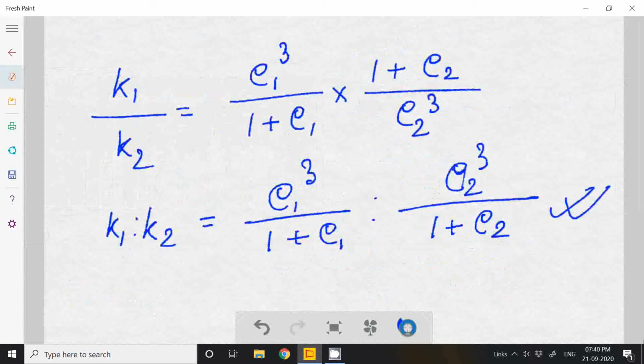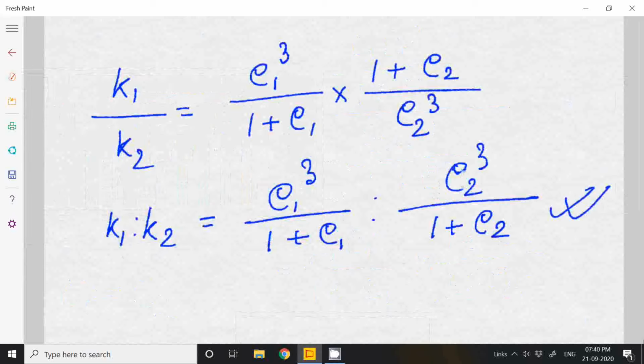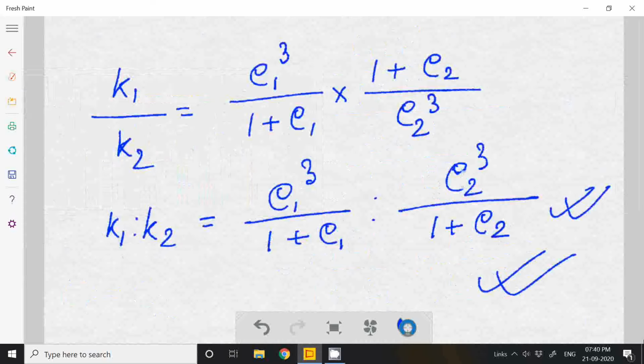So please try to understand this. This is the equation that we end up getting: K1 is to K2 is equal to E1 cube by 1 plus E1 is to E2 cube by 1 plus E2.